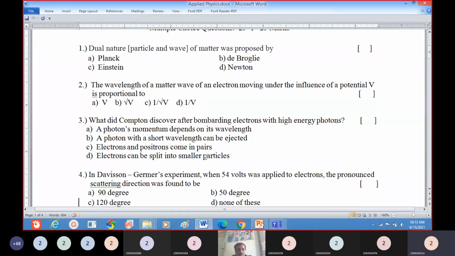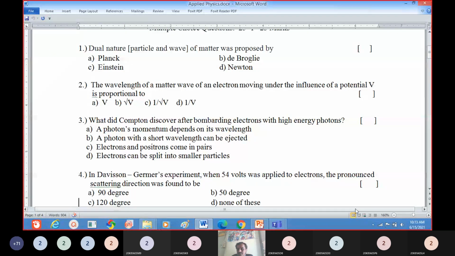Yes, sir. So I think everyone knows the first answer, the dual nature of matter waves. Okay, so proposed by whom? De Broglie. Exactly, that is the right answer. And the second one: the wavelength of a matter wave of an electron moving under the influence of potential V is proportional to. So what is the answer?